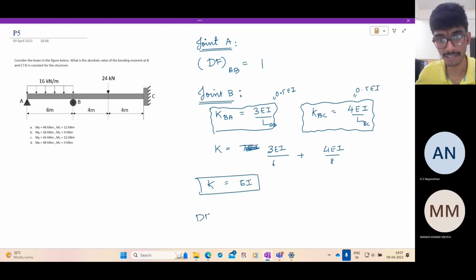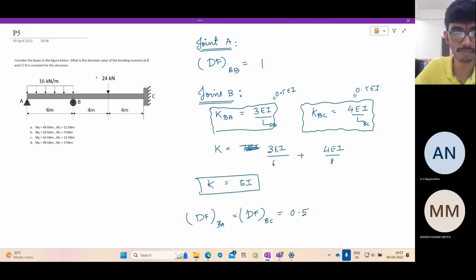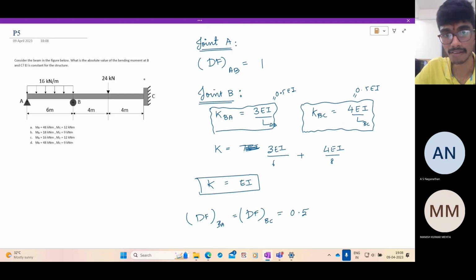So the distribution factors corresponding to the spans BA and BC are 0.5. If you apply a moment at joint B, half of it will go to span AB and the other half will go to span BC. For joint C, we don't need to worry, because any moment applied is directly taken by the fixed end. It can support any moment without undergoing any rotation. So this is done; you have determined the distribution factors. This is basically step 1.